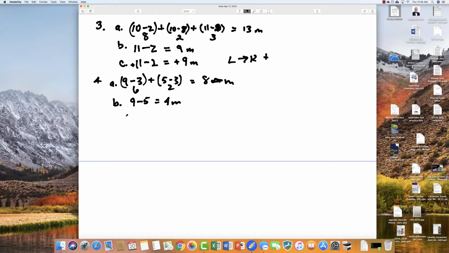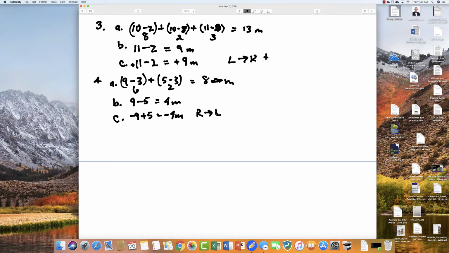And then we're going to say that left to right is positive, so 9 ends up being negative, and 5 is positive, so you end up with a negative 4 meters, or 4 meters right to left.